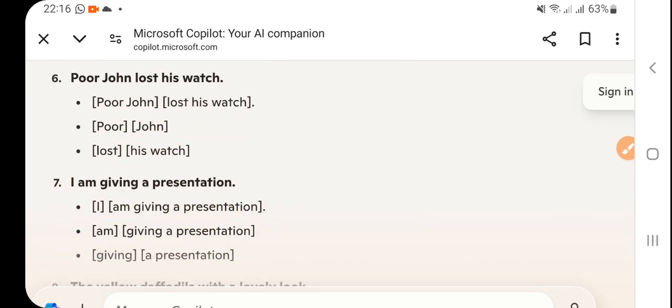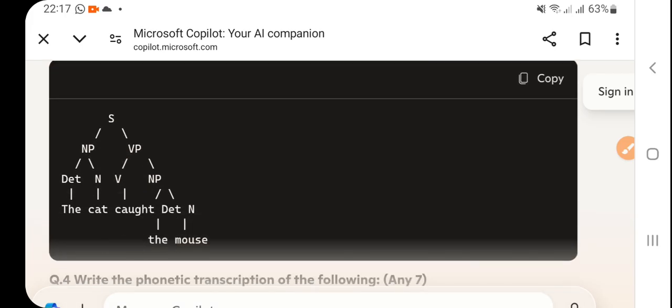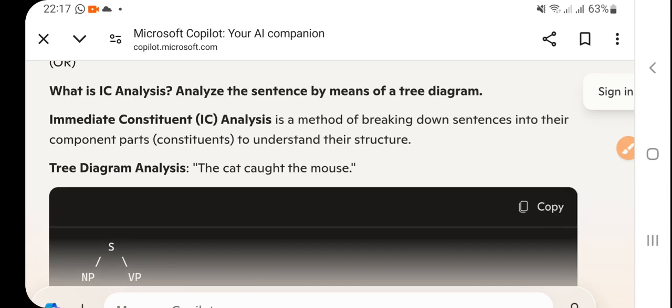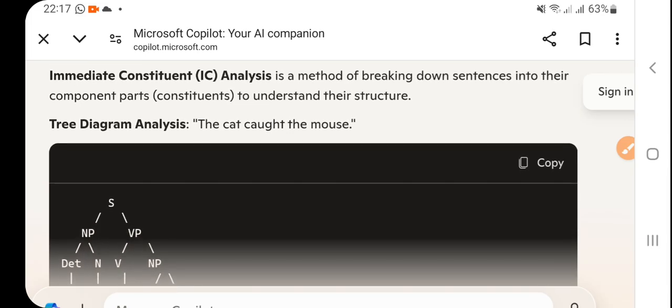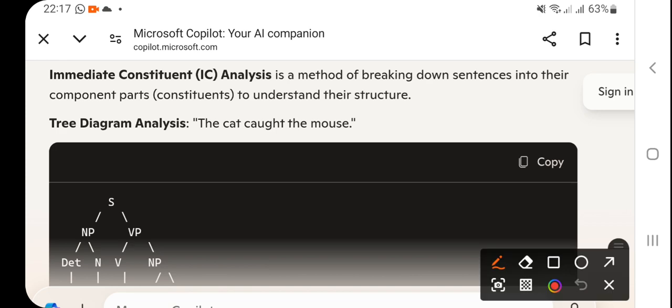So here actually I cannot explain this fully. I have to take an idea. Yeah, that is important. IC analysis, analyzing the sentence and tree diagram. So that's IC analysis, the method of breaking down sentences into their component parts, right? It's important that it's a method of breaking down sentences into their component parts, constituents, to understand the structure, right? Very important and very good. That is breaking down sentences into their component parts to understand their structure, right?